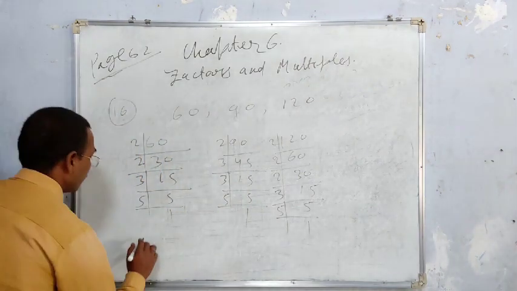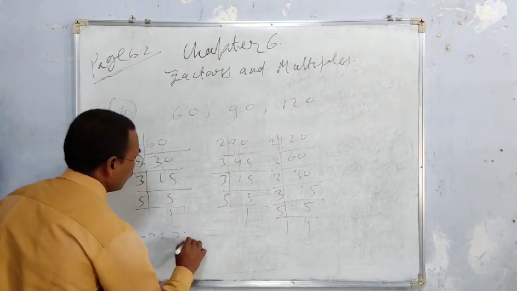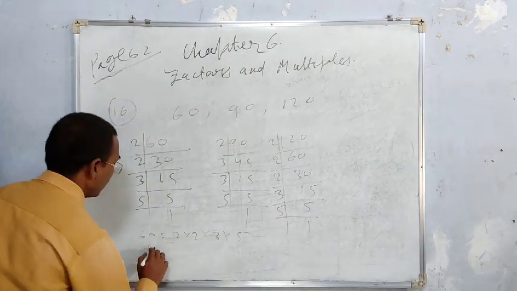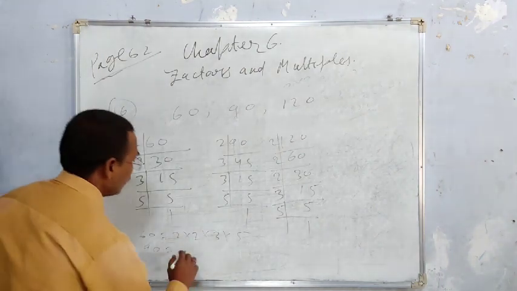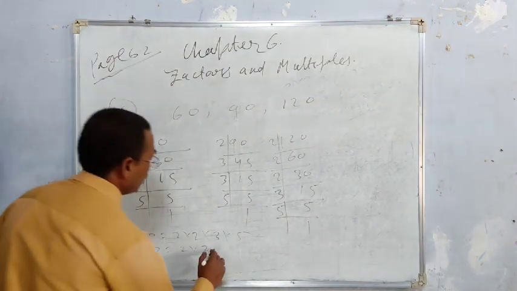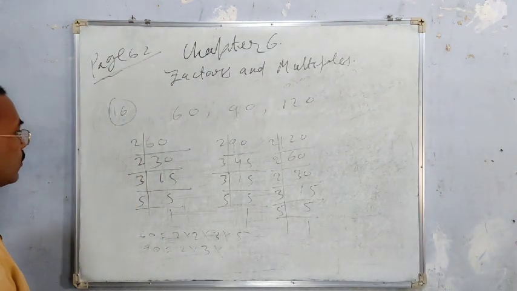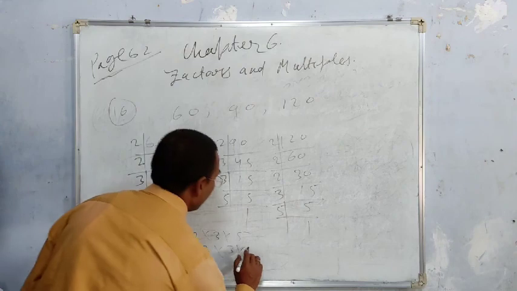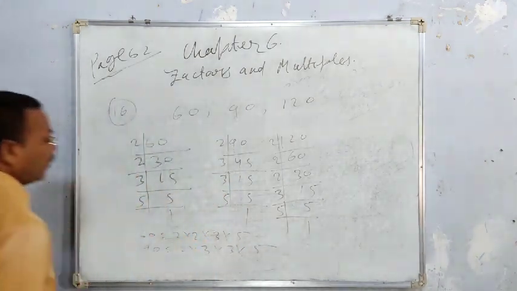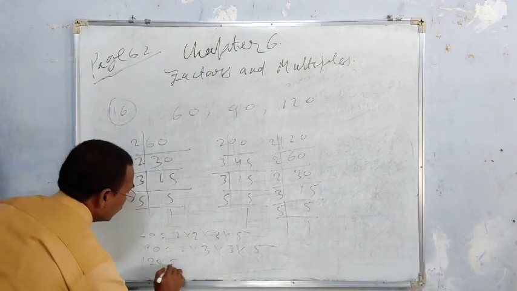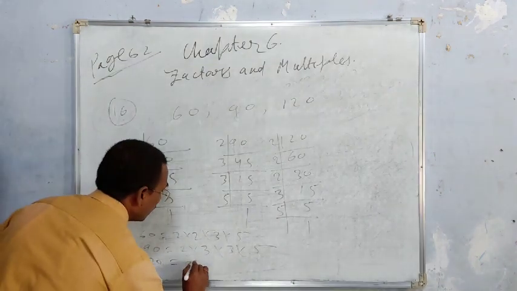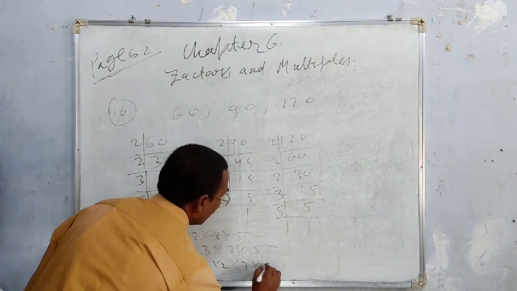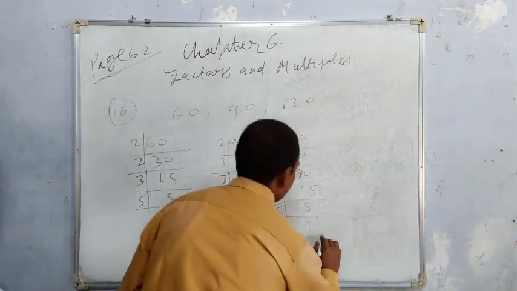Now you can write the prime factorization of 60 is 2 into 2 into 3 into 5, and 90 is 2 into 3 into 3 into 5, and 120 is 2 into 2 into 2 into 3 into 5.